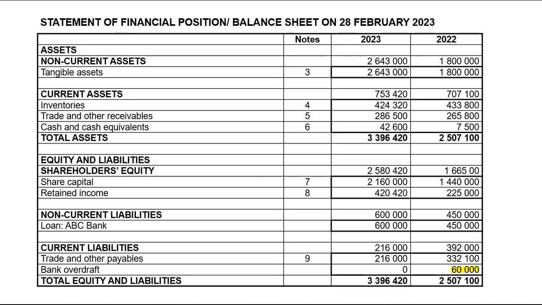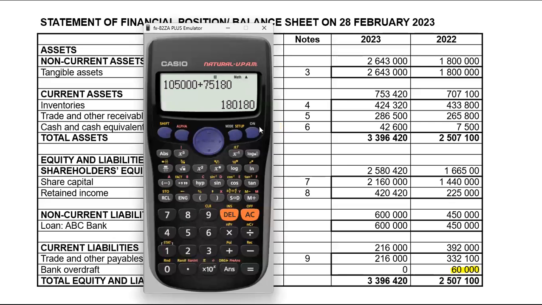52,500. That 52,500 will be negative. Let me calculate it quickly as to what our cash and cash equivalents will be for last year. It was made up of the 7,500 minus the 60,000. The reason why I'm putting the 60,000 as a minus is because it's a bank overdraft. So we had a negative balance of 52,500 for last year when it comes to cash and cash equivalents.